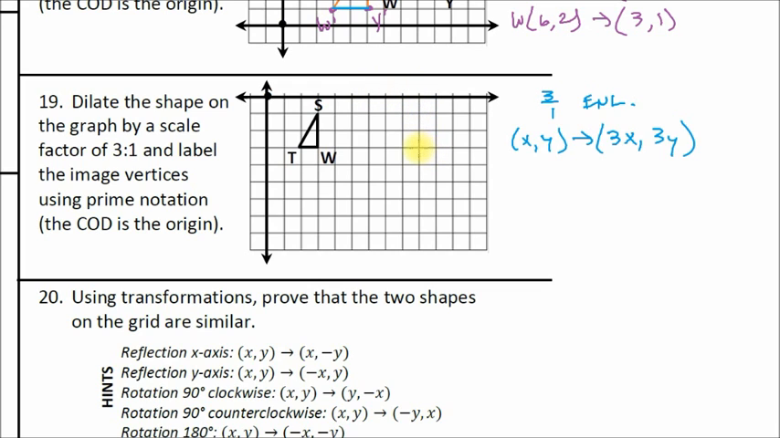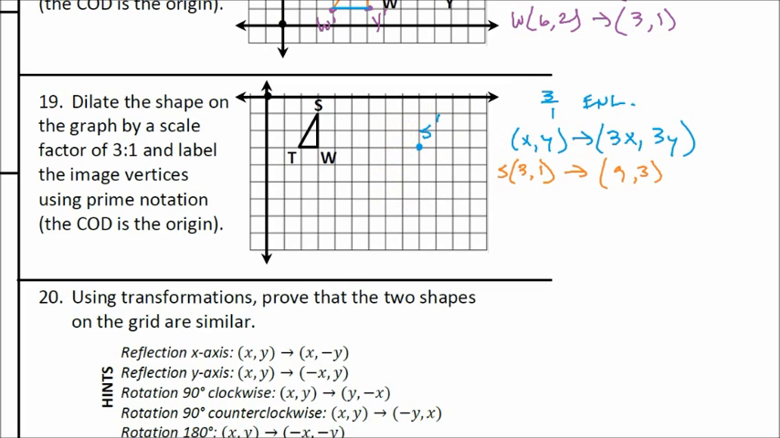1, 2, 3. Now most of this math I'm showing you can actually be done in your head. But if you're having difficulty with that, then just work the problem out longhand. Same thing I'm doing here. S is at 3, 1. That's going to become 9, 3.